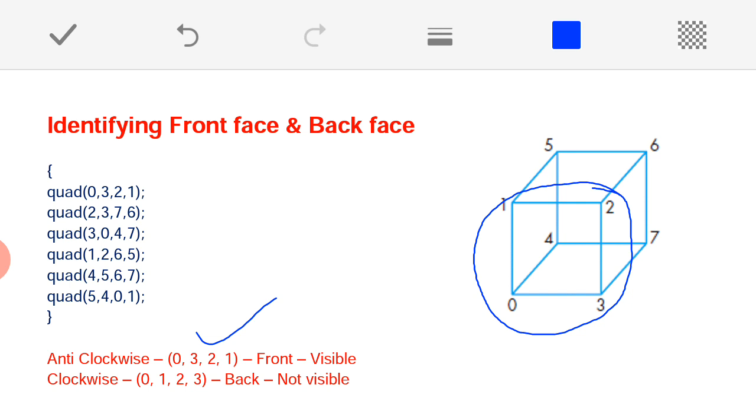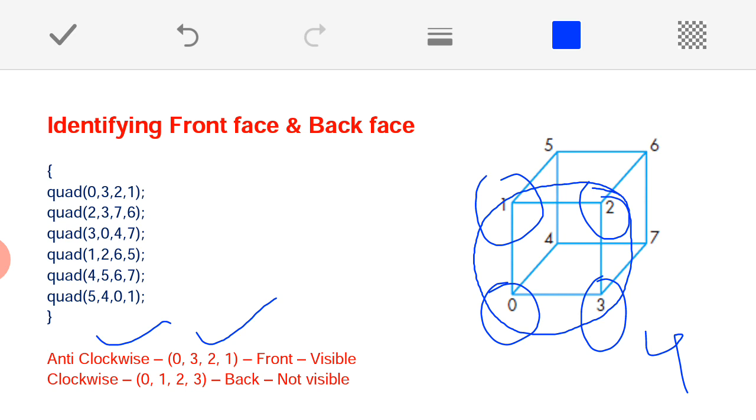A square is also a polygon. How many vertices are there for this one? There are 4 vertices, which are 0, 3, 2, then 1. See how I am writing this: 0, 3, 2, 1. In which order am I writing? Anti-clockwise. I am defining these vertices 0, 3, 2, 1 anti-clockwise. If I define this anti-clockwise, then that will be considered as a front face and it will be made visible.